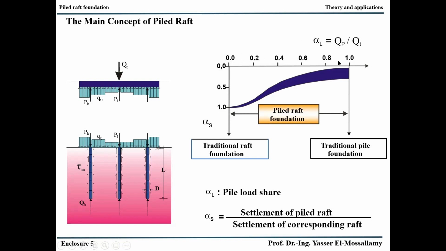And if we have conventional pile foundation, when we assume that the total load is taken by the piles, then the alpha L factor, QB divided by total load, will be equal to 1, and the settlement will be smaller than that of traditional raft foundation. The bandwidth of the settlement will depend on the number of piles, pile length, pile diameter, and so on.